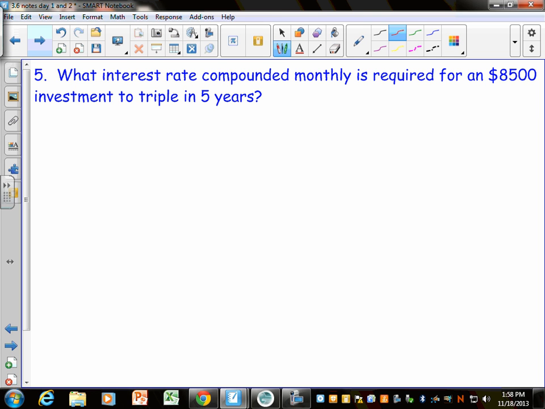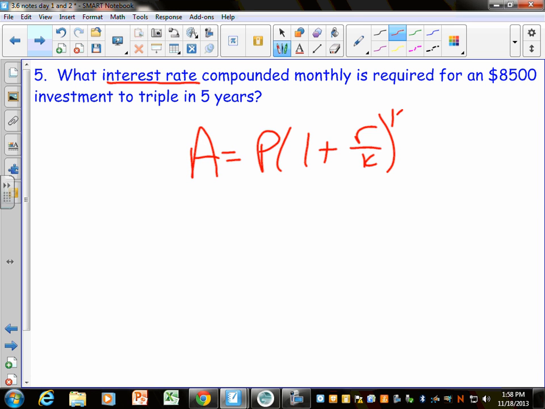We like to ask you how much time it takes to triple or double an investment. And so this one says, what interest rate compounded monthly is required for an 8,500 investment to triple in 5 years? Again, if you get stuck on these or you're not sure where to start, to me, step one is figure out what you're solving for. And on this one, we're solving for interest rate, which means I should be able to take my formula, A equals P times 1 plus R over K to the KT power, and I should be able to plug everything but R in there.